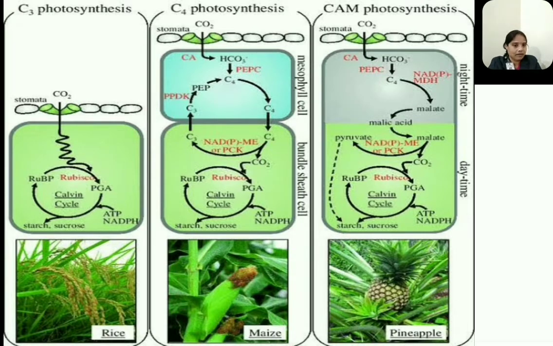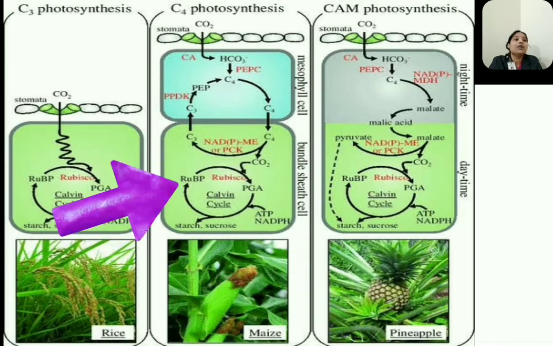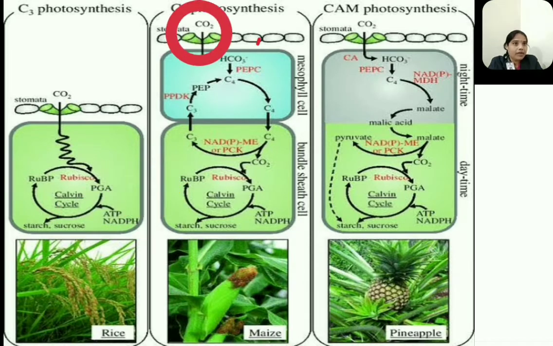The atmospheric carbon dioxide acceptor in the mesophyll cell is PEP. And the metabolic carbon dioxide acceptor is RuBP, present in the bundle sheath cell. So here two points are important: the atmospheric carbon dioxide acceptor is PEP in the mesophyll cell and the metabolic carbon dioxide acceptor is RuBP in the bundle sheath cell. The first stable compound is oxaloacetic acid, OAA. The first enzyme involved is PEP carboxylase, and the carbon dioxide compensation point is 10 ppm.